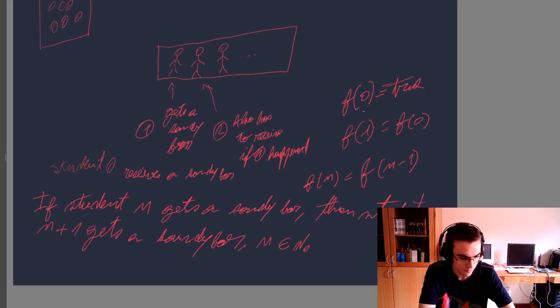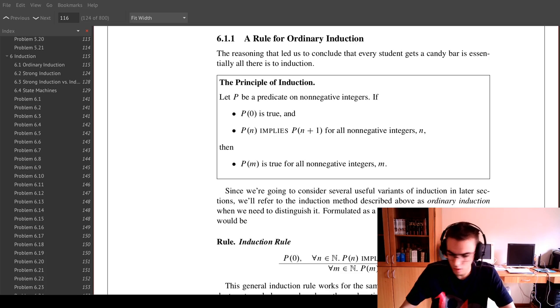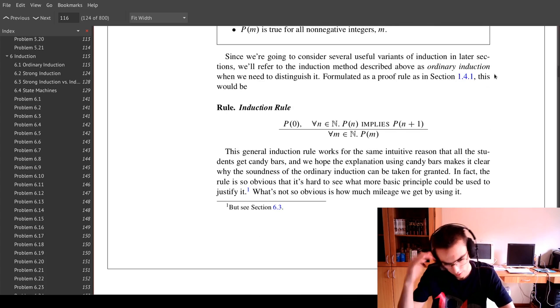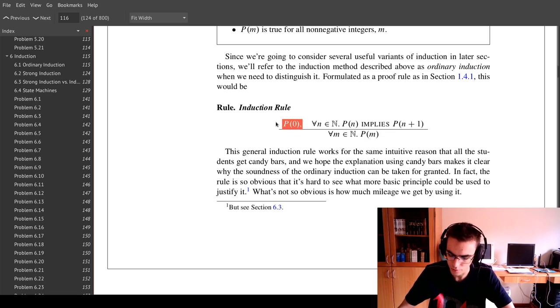Alright, so if you have learned logic, I think this is a nice thing. This is a deductive system. You say P of 0 verifies, and so for every n belonging to N, and I see that their N here starts at 0, exactly. So for all of this, P of n implies P of n plus 1, and therefore you can deduce that for every n belonging to N, you have P of n. So this is an induction rule.